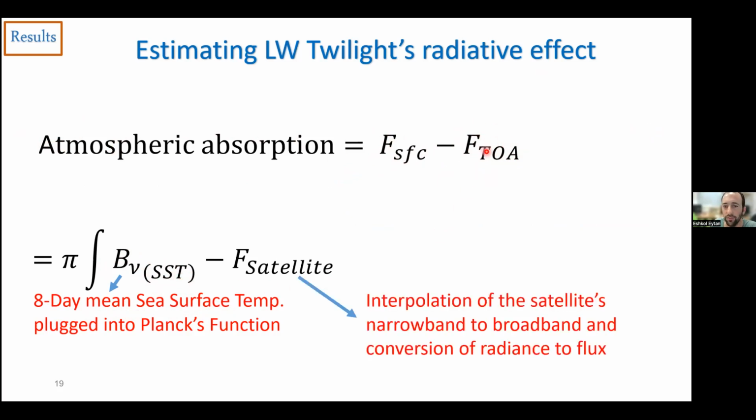And the top of the atmosphere fluxes were estimated using the satellite measurements, because MODIS sensors actually have 4 channels in the atmospheric window that measure in narrow band. So we came up with a methodology in order to interpolate these narrow bands, 4 channels, into a broad band inside the atmospheric window, and in order to estimate the fluxes from the top of the atmosphere.